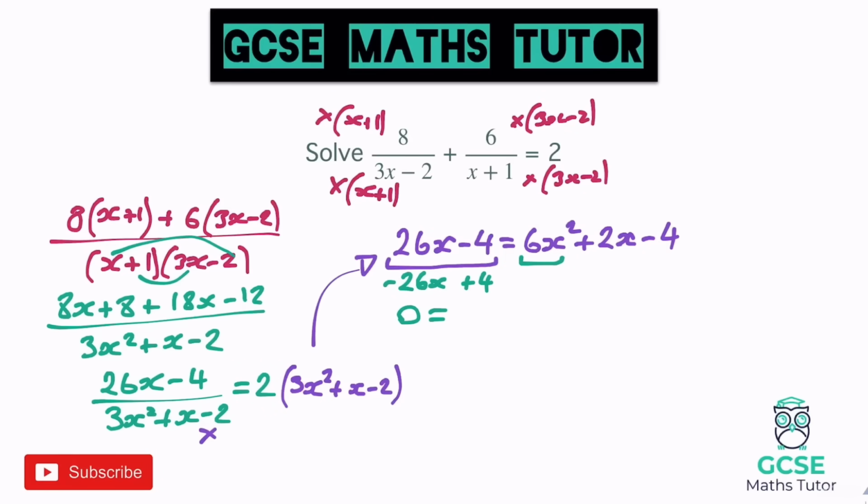So 0 equals 6x squared. Take away the 26x from 2 gives us negative 24x. And then add 4 to that minus 4 gives us 0. So there we go, it doesn't have a number at the end. So we can actually solve this now.